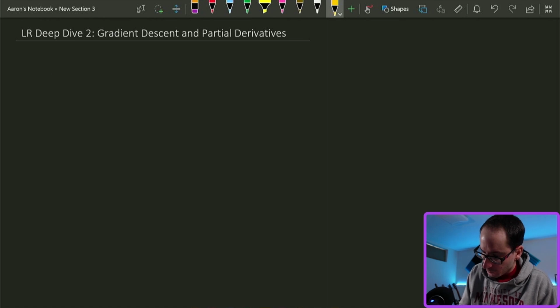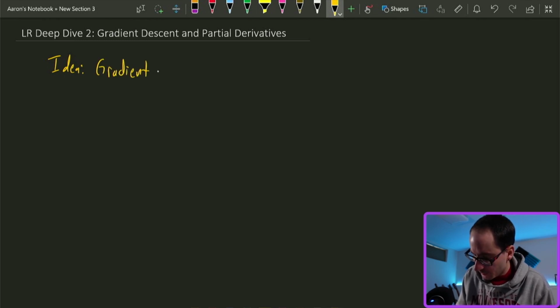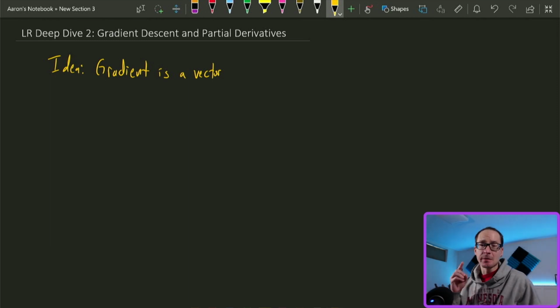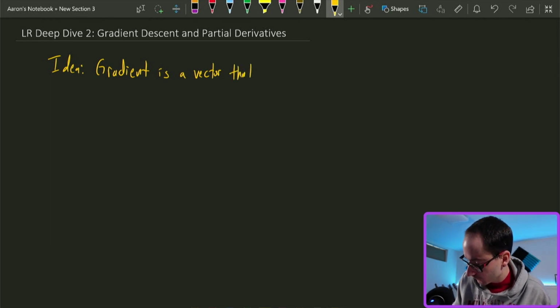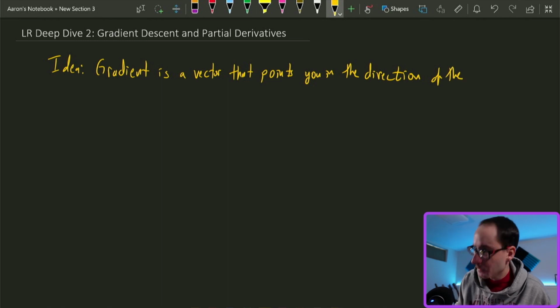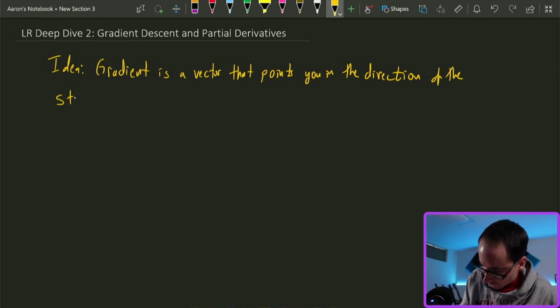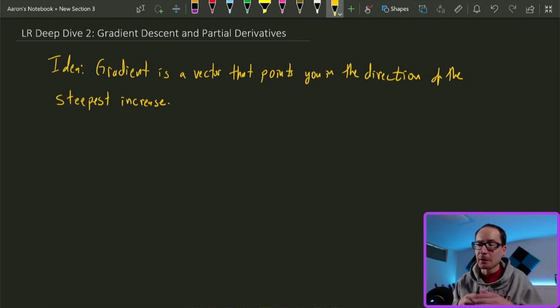Let's start out with, let's say, the idea. The gradient is a vector that points you in the direction of the steepest increase. Just using that kind of loosely.